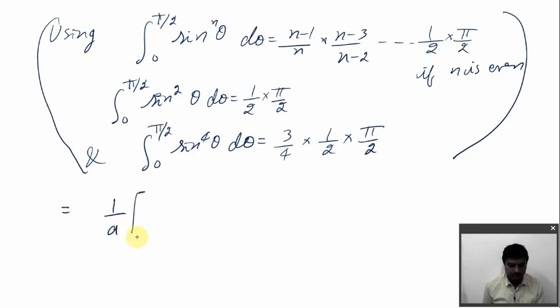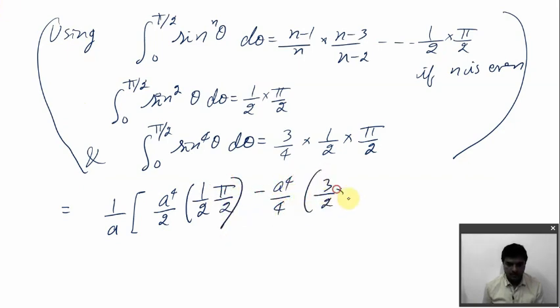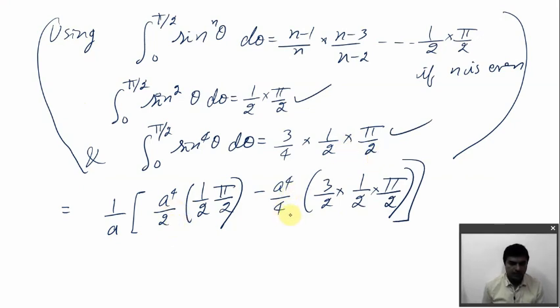1 upon a raised to 4 upon 2, 1 upon 2 pi by 2 minus a raised to 4 upon 4, 3 upon 2 into 1 upon 2 into pi upon 2. So what I have done here, students, is only substituted this value and this one in the formula. If you simplify this, a raised to 4 upon 2, here you can see a raised to 4 upon 4 is there. When you simplify, take out all the common parts. So this is equal to a raised to 4, which is there already. I have taken a raised to 4 outside. Divided by a is already there. I will keep it as it is, no change.